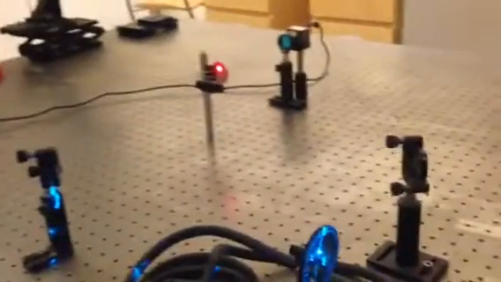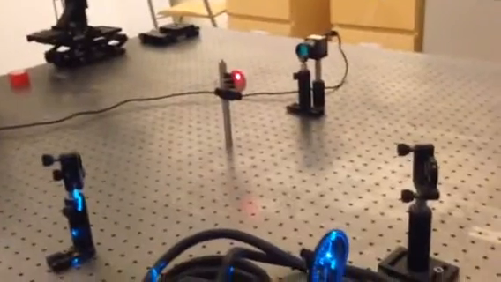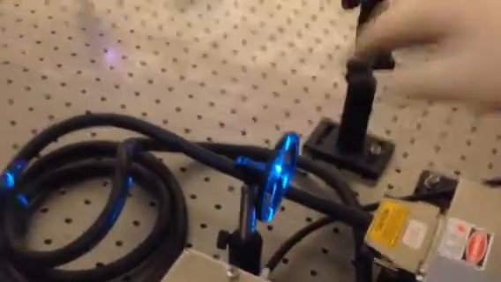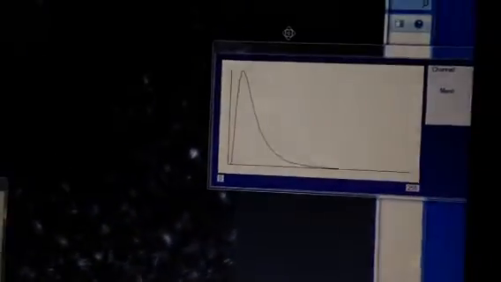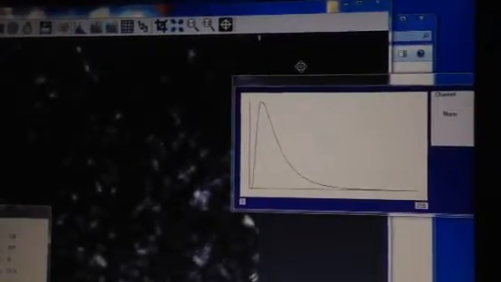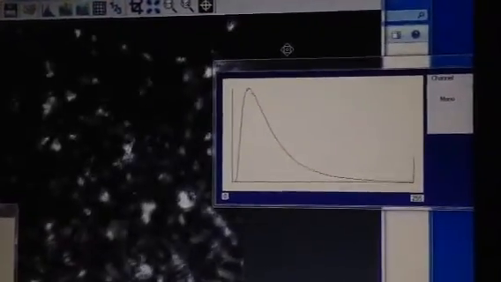Right now we have the blue laser beam blocked, and so when we take the blue laser beam and allow it to pass through, the blue light now is incident on the sample, and the absorption of this blue light is generating heat to create a localized phase transition.